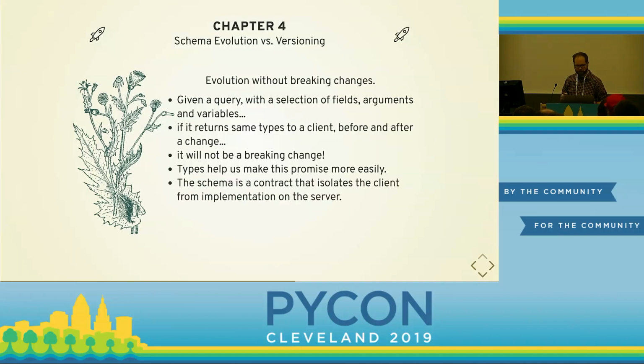The schema is a contract that isolates the client from the implementation on the server, so we're free to refactor how that data is fetched and provided to the consumer, as long as the types don't change themselves. There are ways to do this with REST and any other API standard, like RPC or what have you. But particularly, having a schema is very helpful with implementing this contract.